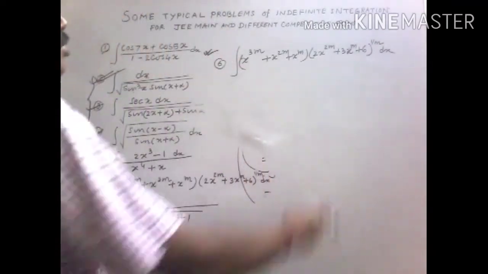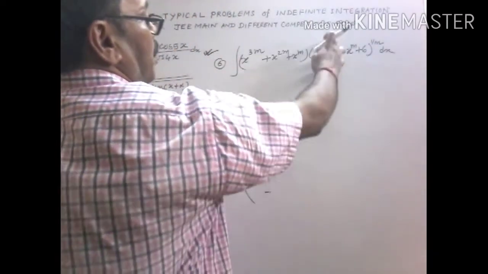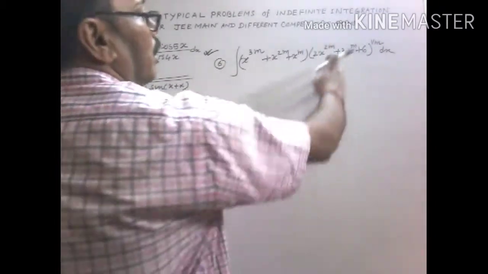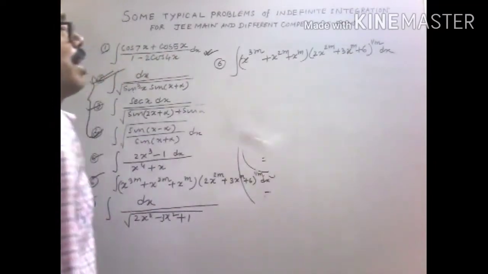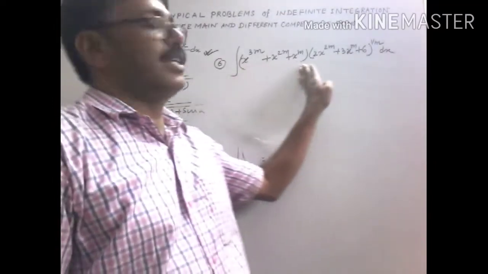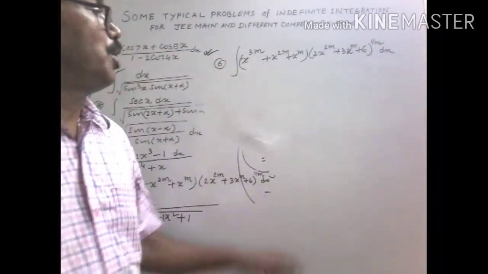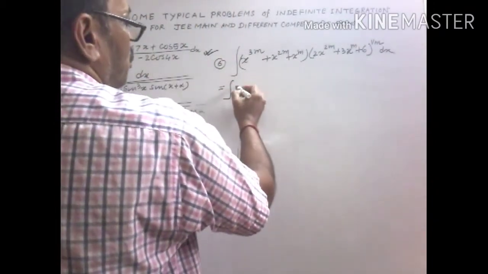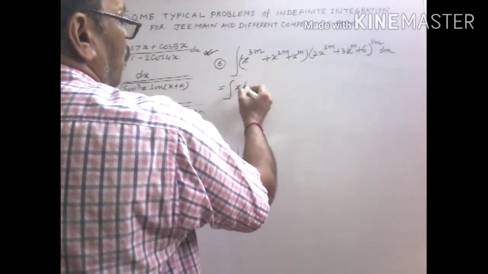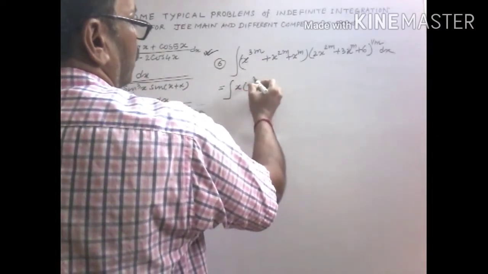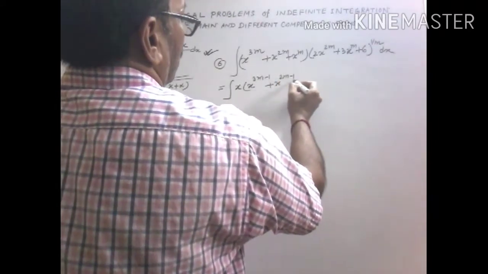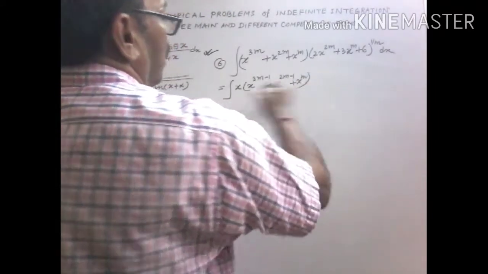If we put this equal to z, the derivative is 2m into x to the power 2m minus 1, 3m into x to the power m minus 1. So we are not getting this one. Our main aim will be to put it in standard form. Suppose we take x common. So what are we getting? x to the power 3m minus 1, x to the power 2m minus 1, and this is x to the power m.